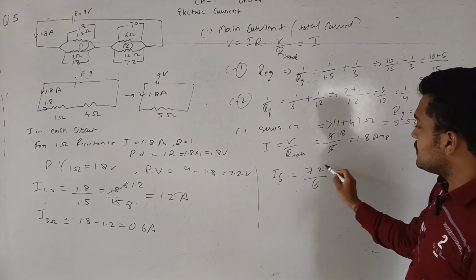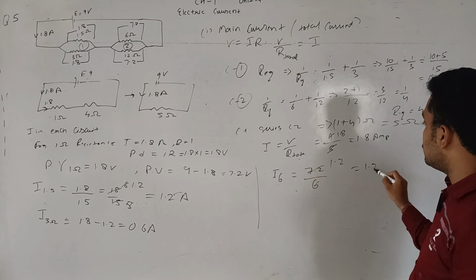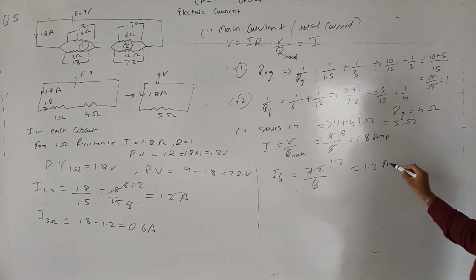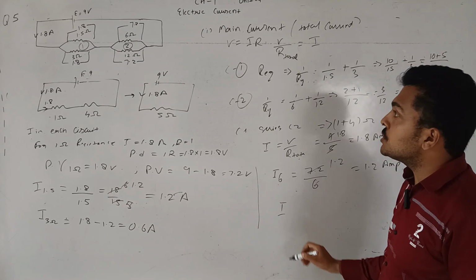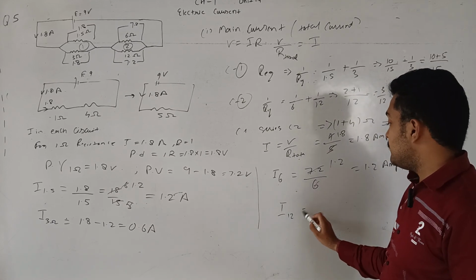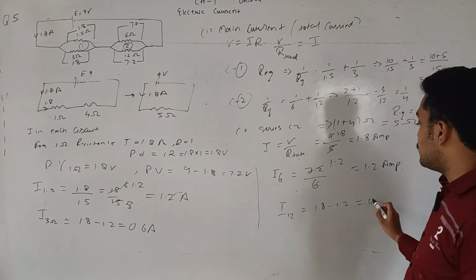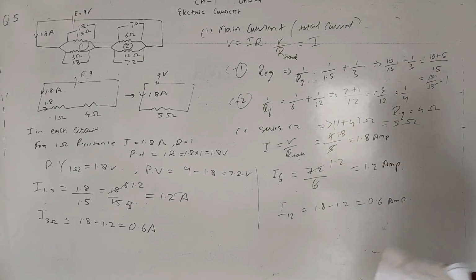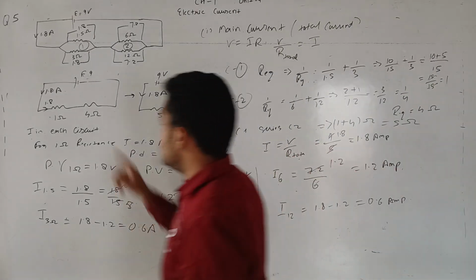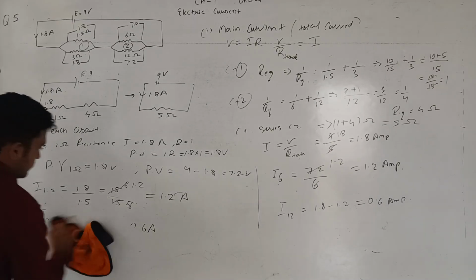So 6 ones are 6, 6 twos are 12. So it is 1.2 ampere. Similarly, current through the 12 ohm resistance will be 1.8 minus 1.2, which comes out to be 0.6 ampere. So this is the value of current through each of the resistances. Then we'll move to the next question.